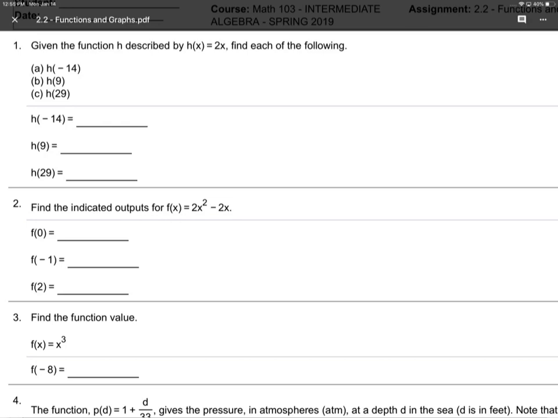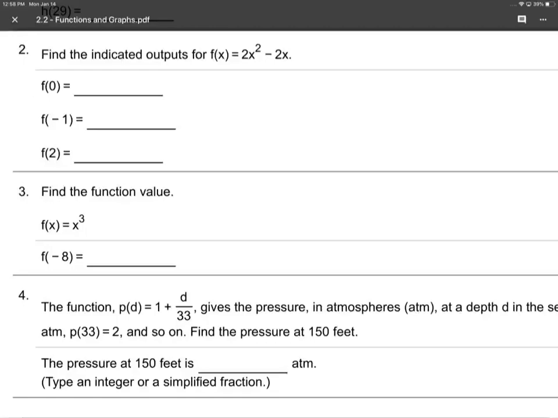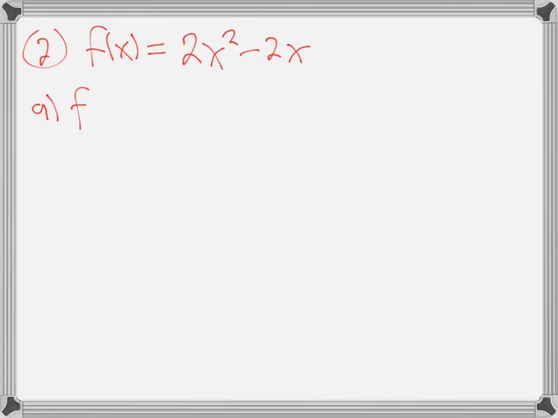And yeah, so I'm going to move on then. Is that good? Questions on that one? Part C is the same thing. All right. Number 2. Let me make it bigger for you. F of x equals 2x squared minus 2x. And part A, they're saying put in f of 0.